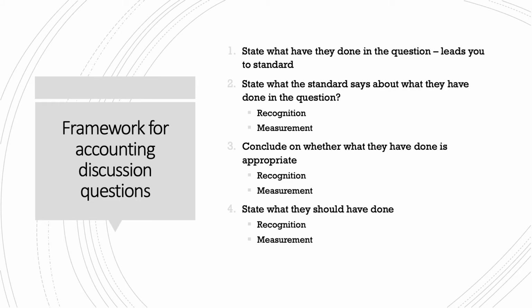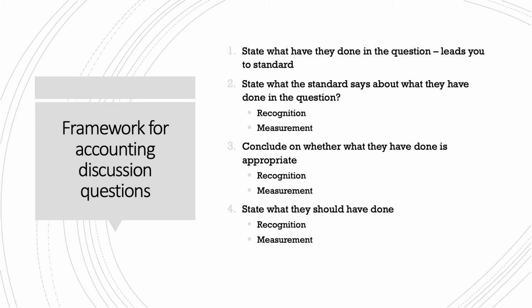So that's the fourth one, is to state what they should have done. This might require you to go to additional theory, additional paragraphs in the standard, or you might refer to the paragraph that you've already written down. Then the last step in this framework would then be to identify any other issues that have been given to you in the question that might actually score you an additional mark here or there.